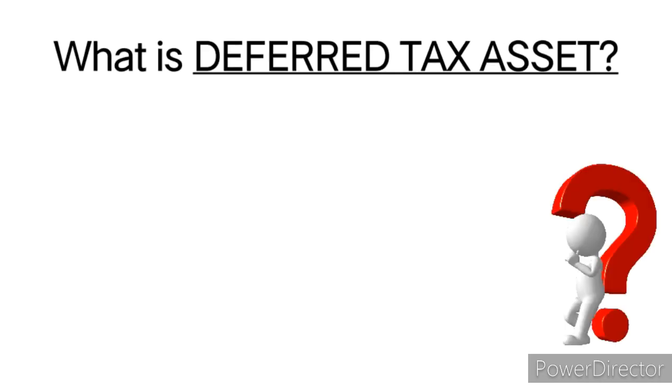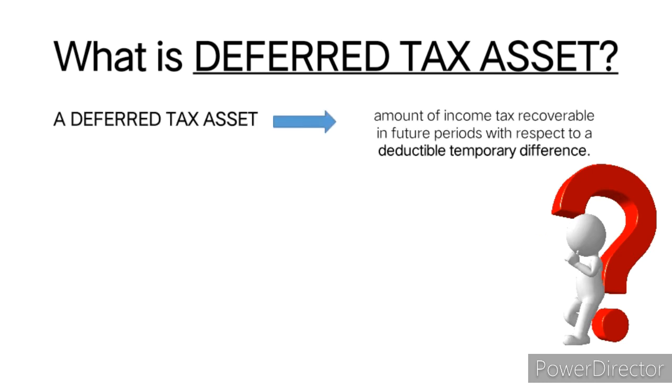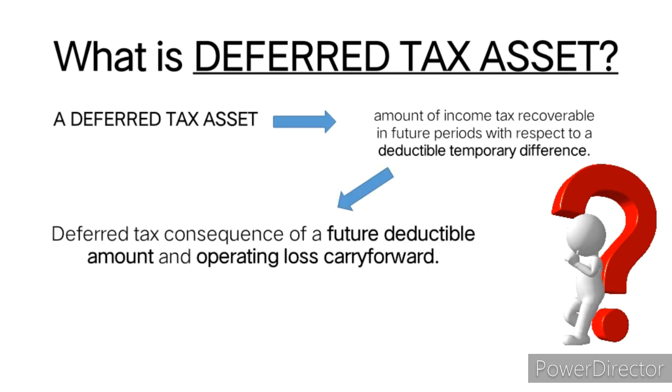Next, what is deferred tax asset? A deferred tax asset is the amount of income tax recoverable in future periods with respect to a deductible temporary difference. A deferred tax asset is the deferred tax consequence of a future deductible amount and operating loss carry forward. Also, a deferred tax asset is presented as a non-current asset.